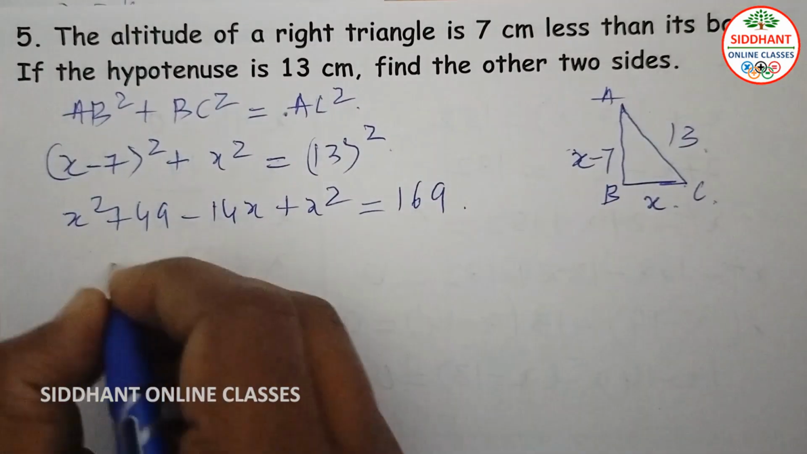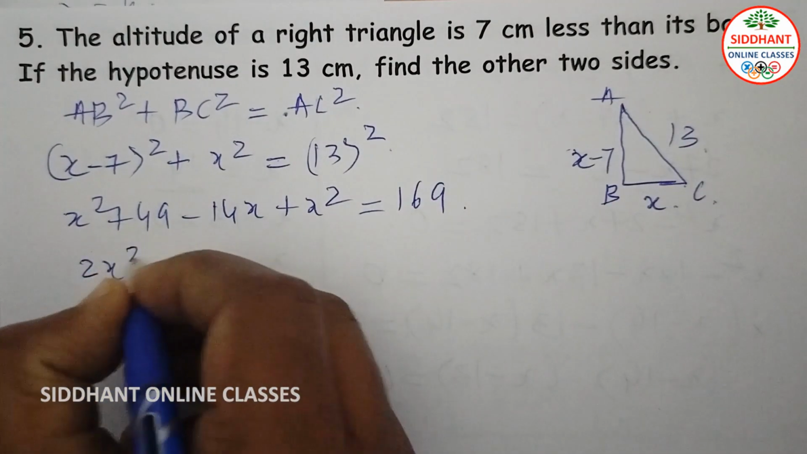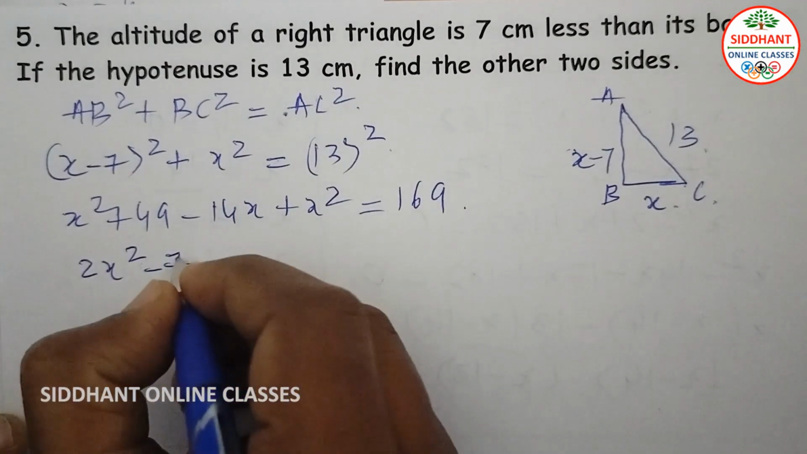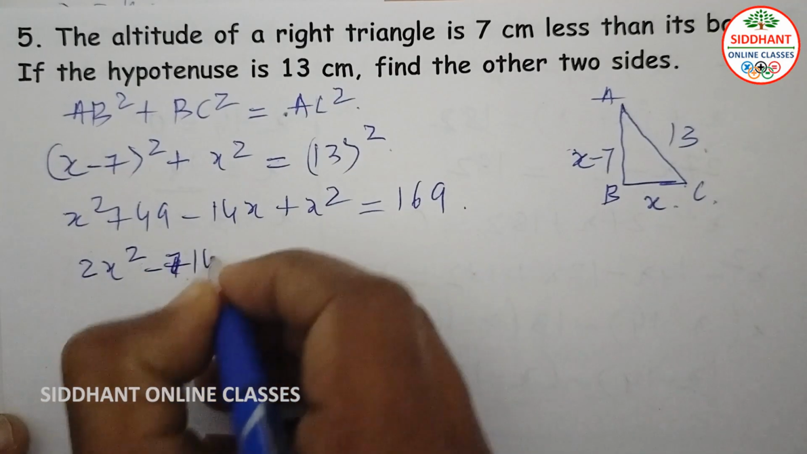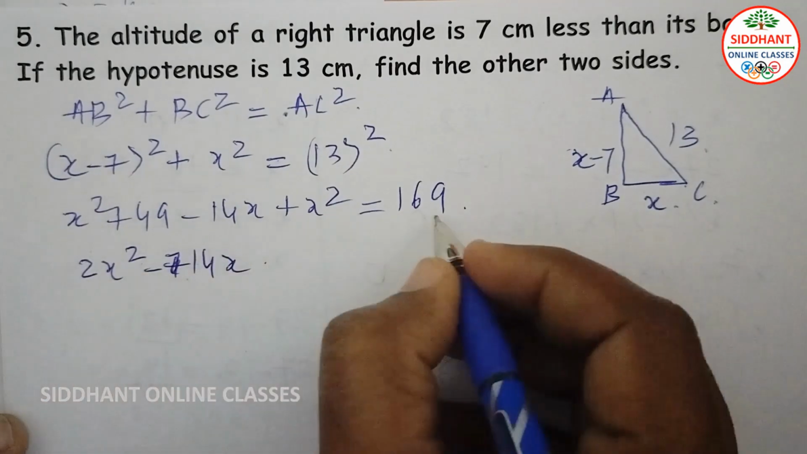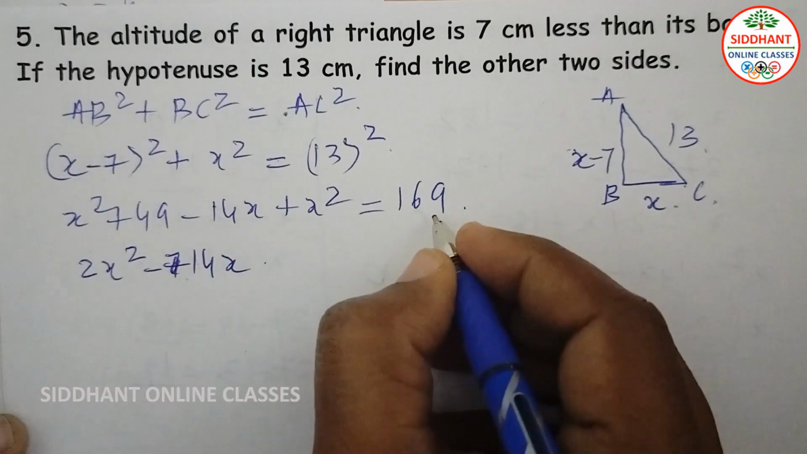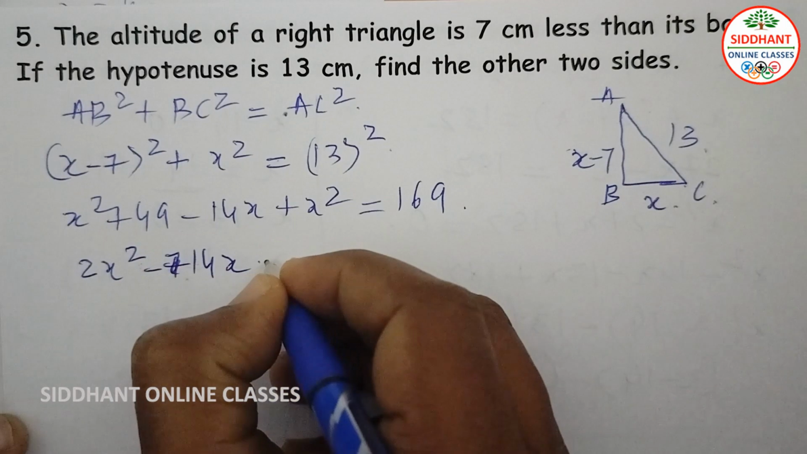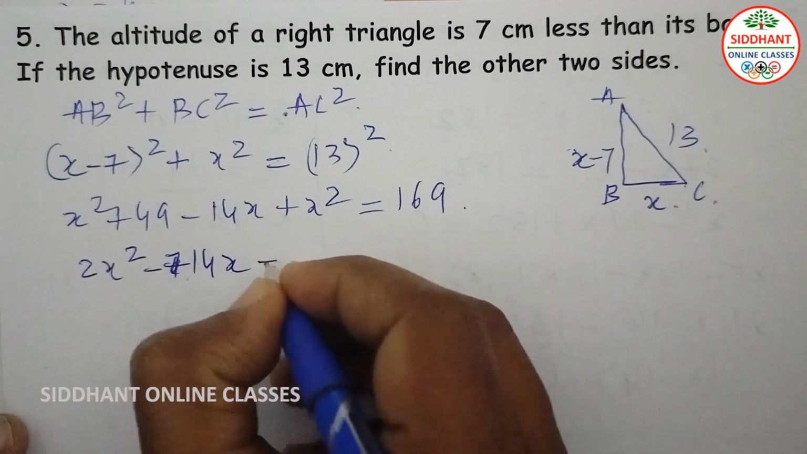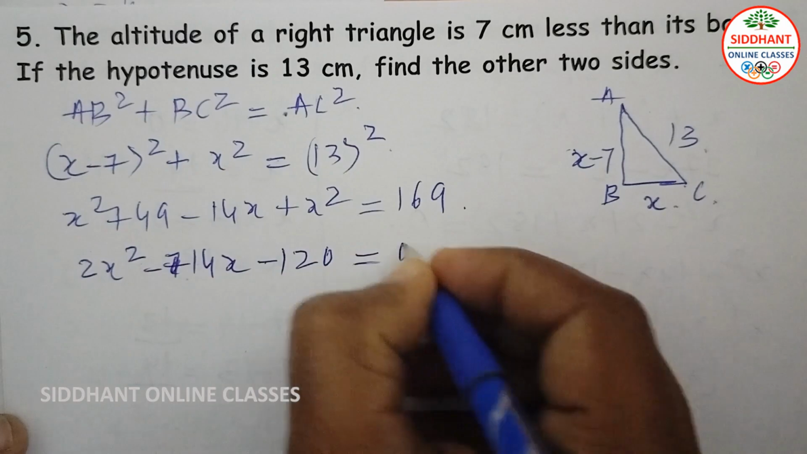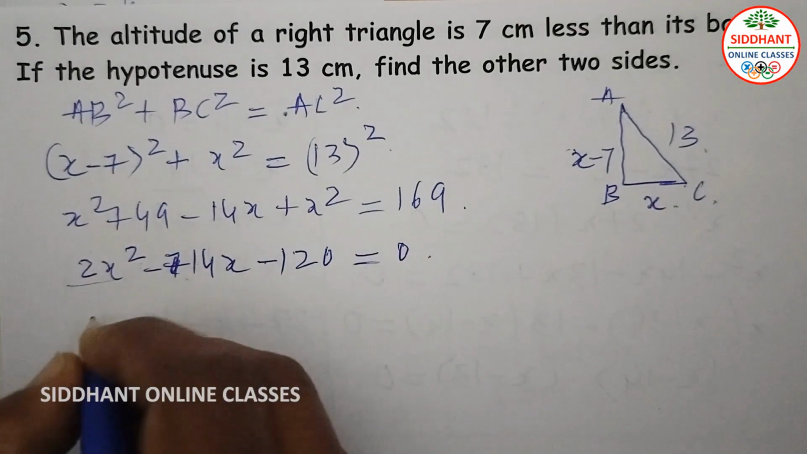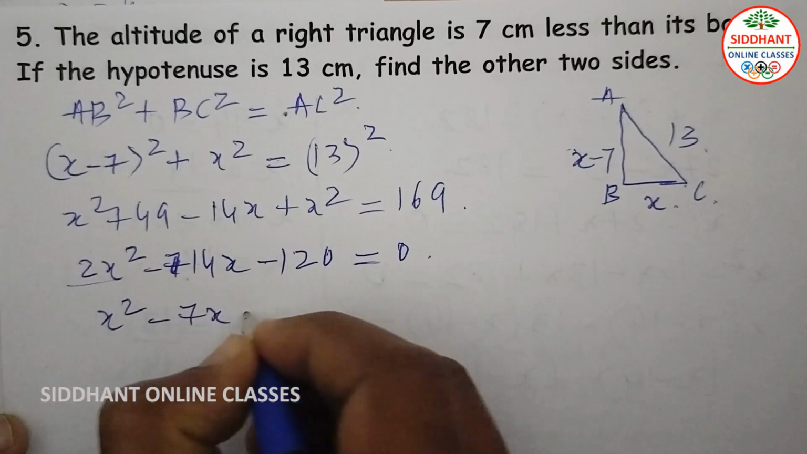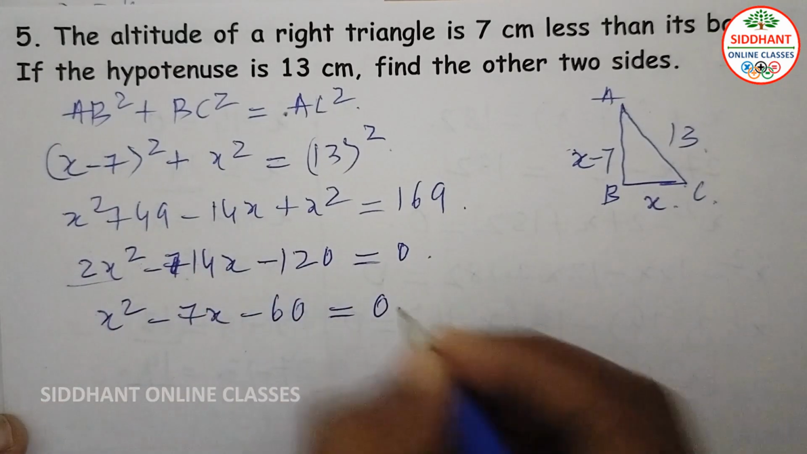So 2x square here minus 14x and minus 169 plus 49, here we get minus 120 equal to 0. Taking 2 common, we get x square minus 7x minus 60 equal to 0 here.